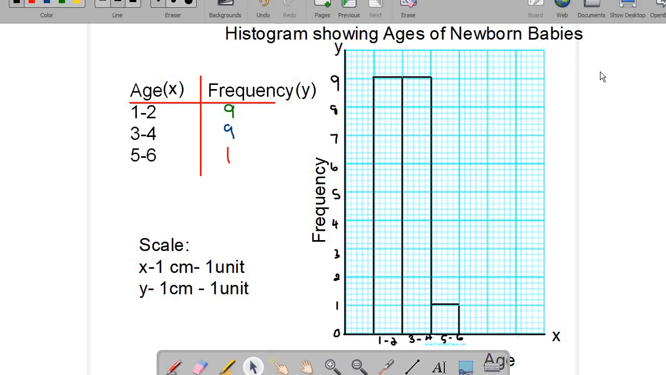Okay, your frequency polygon, on the other hand, you're going to need to calculate what we call the midpoint.